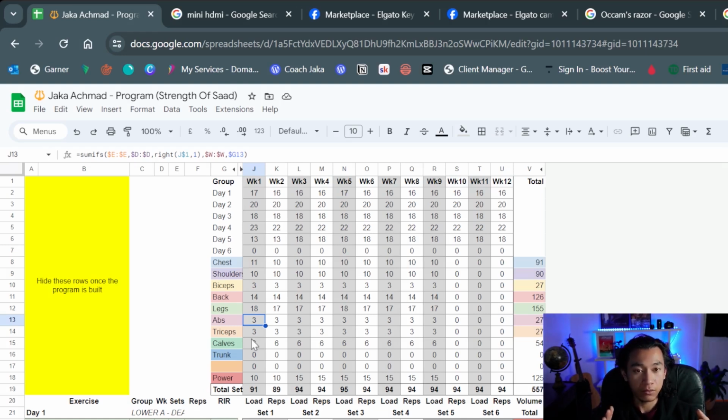This essentially eliminates what we define as junk volume, which is work that you're doing in the gym that isn't actually contributing to your progress. It's just extra work for work's sake, right? We want to avoid that.